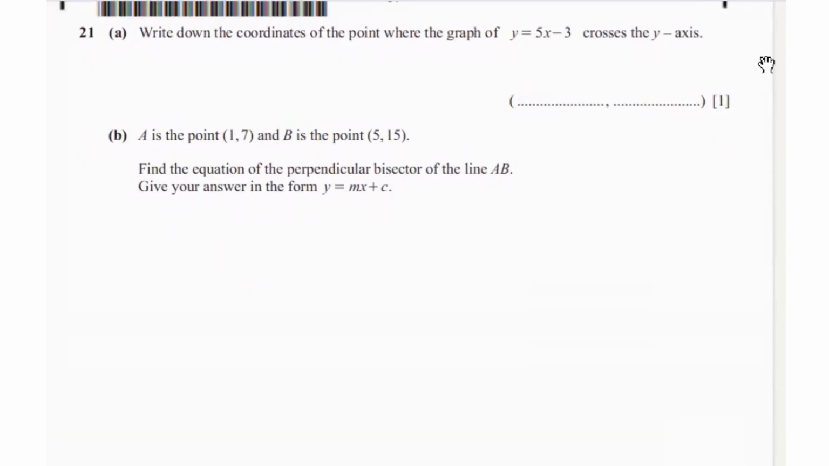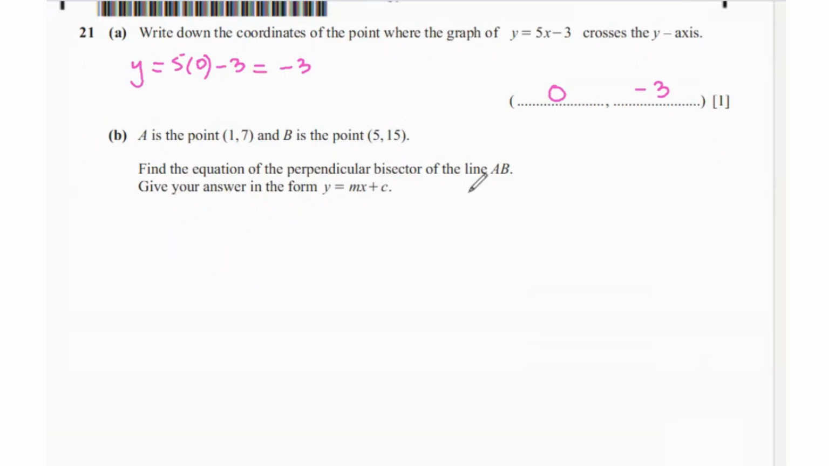Question 21 says write down the coordinates of the point where the graph of y equals 5x minus 3 crosses the y-axis. So it crosses the y-axis, that means x is going to be 0, because the y-intercept is when x is 0. So 5 times 0 minus 3, which is negative 3. So 0, negative 3.